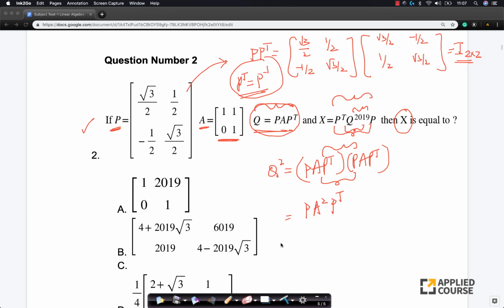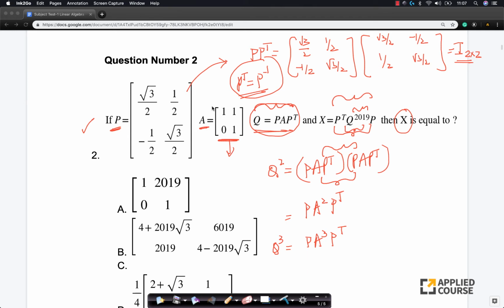Now what about P cube? Using a similar concept, doing the same process again and again, I can show that P cube is also equal to P A cube P transpose. I can easily say this. And look at this, A is a very simple matrix. I can compute A square, A cube very quickly. This is another way.